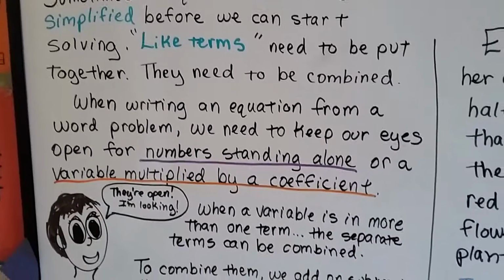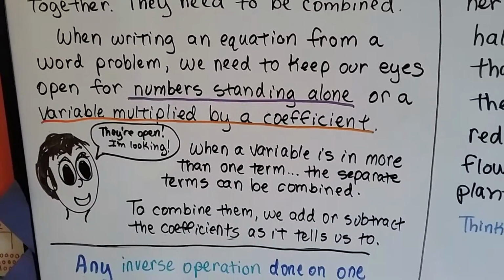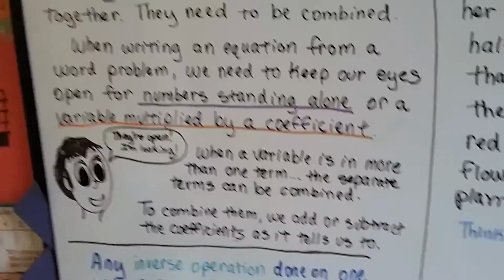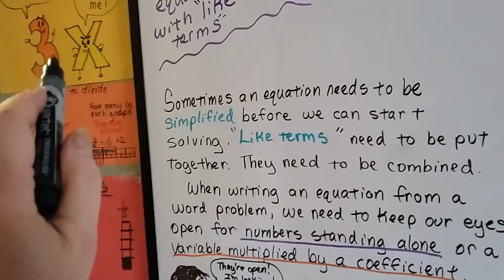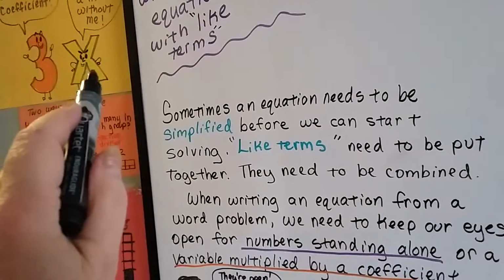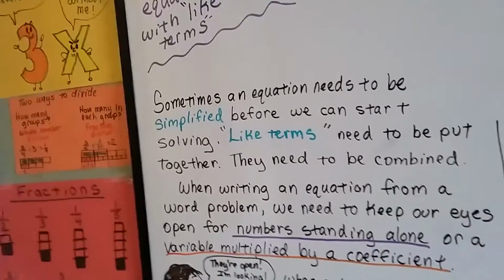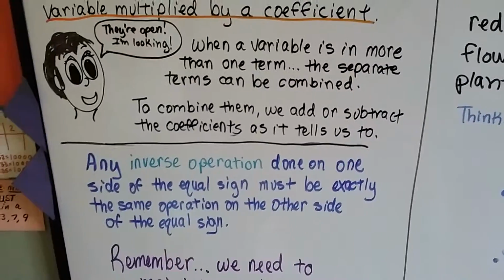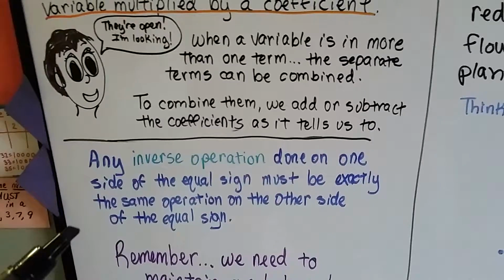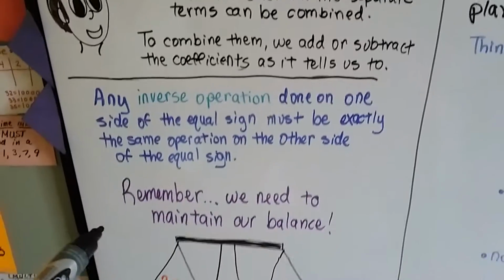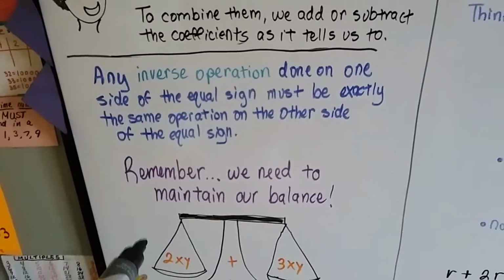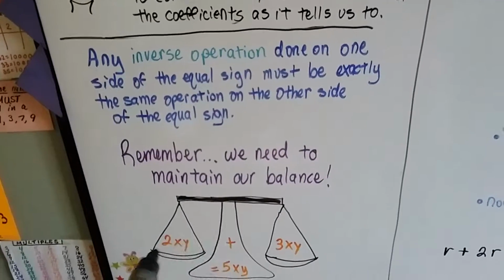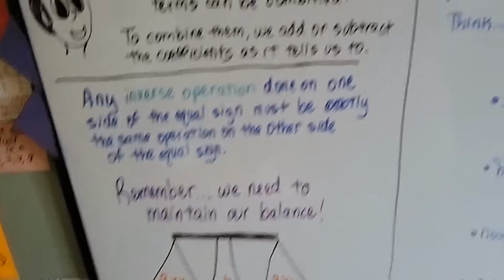When writing an equation from a word problem, we need to keep our eyes open for numbers that are standing alone or a variable multiplied by a coefficient. This is a coefficient, and that's the variable. Once the variable leaves, it's just a standalone number. Any inverse operation done on one side of the equation needs to be exactly the same operation as on the other side of the equal sign. We want to keep a balance.